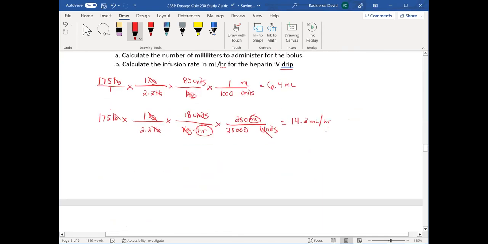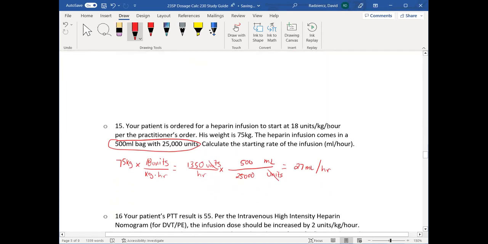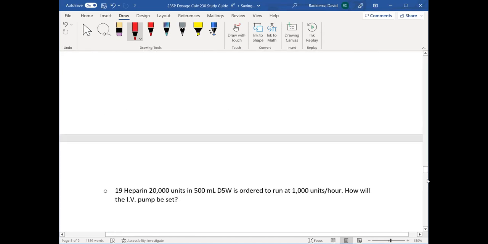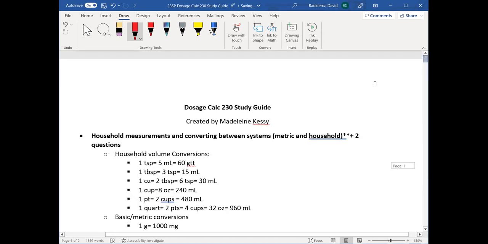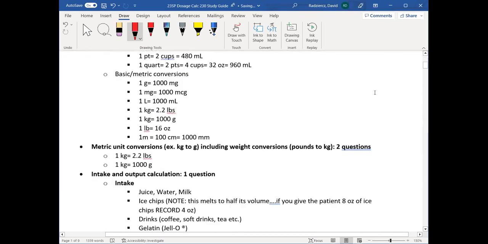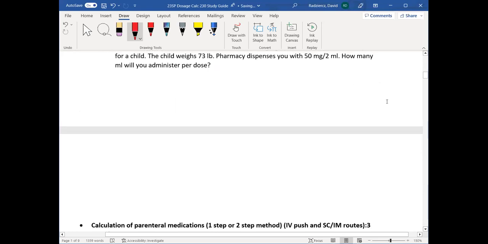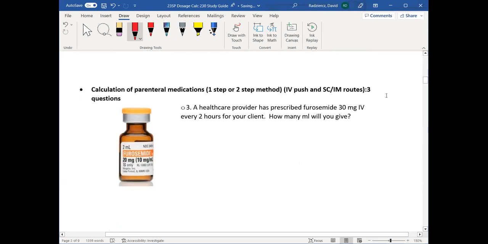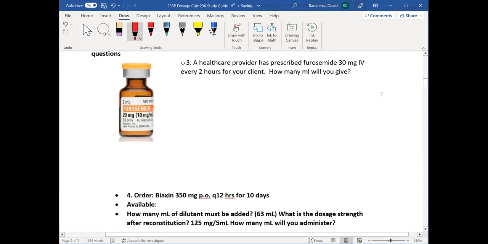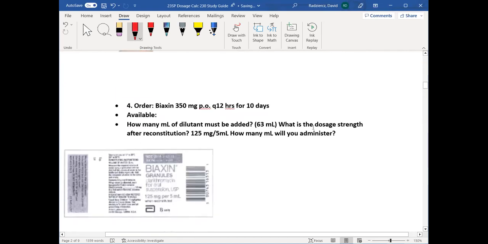You don't need to worry about heparin. That will be third semester. So I don't think there's anything more on here to worry about. And my hope is that you are still pretty good about suspensions and the reconstitutions and things like that. But if there is a question, just stop me, let me know.